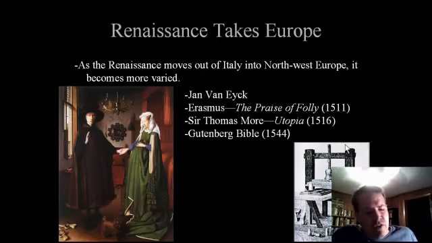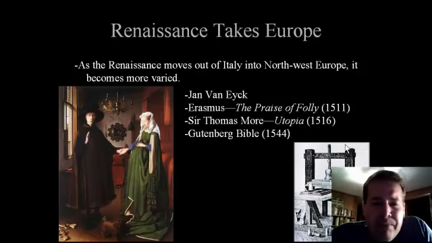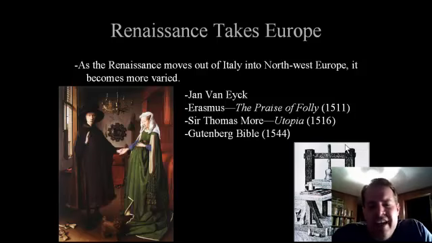So Erasmus argues that the Bible needs to be translated into the vernacular. What does it mean, being translated into the vernacular? It means being translated into the native tongues of whoever is reading it. So in France, it needs to be in French. In Italy, it needs to be in Italian. In England, it needs to be in English. It needs to be accessible.